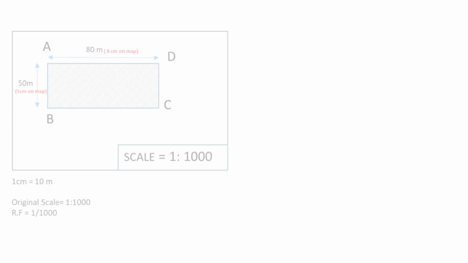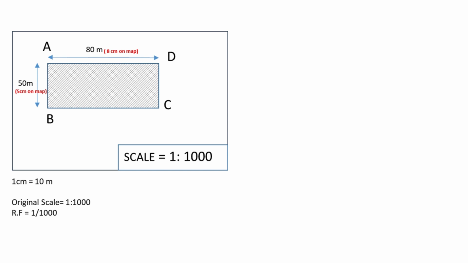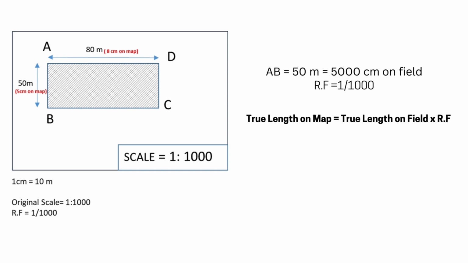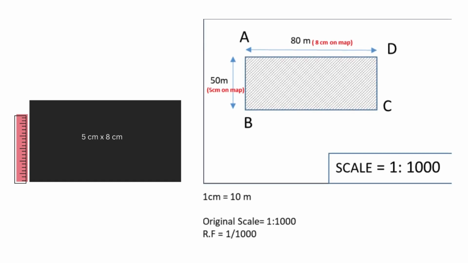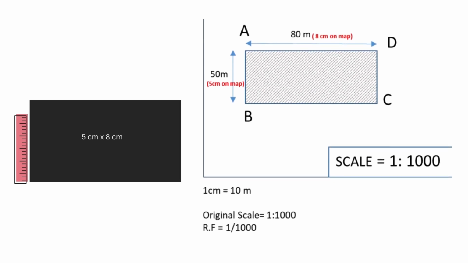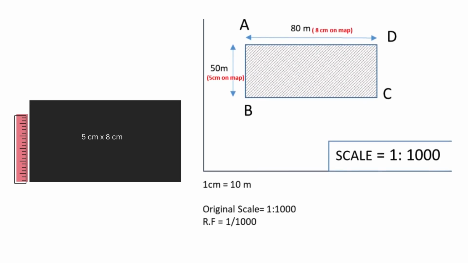Now, how can we represent the area on the map? The length of side AB is 50 meters, which equals 5,000 centimeters. On the map, we will plot AB with a measure of AB into RF equals 5,000 centimeters into 1 divided by 1,000, that gives 5 centimeters. Similarly, side BC, which is 80 meters, will be represented as 8 centimeters on the map. Thus on the map, we take 5 centimeters and 8 centimeters as the sides of the rectangle, which corresponds to 50 meters and 80 meters in field, as shown on the map.